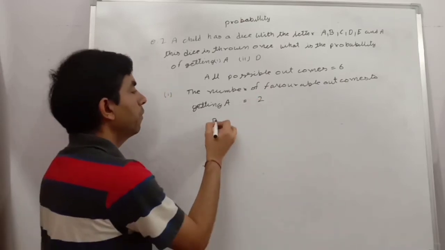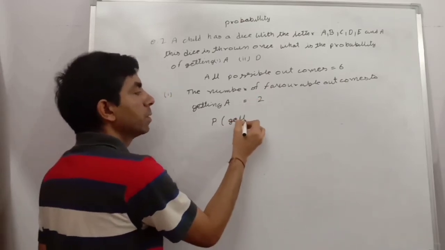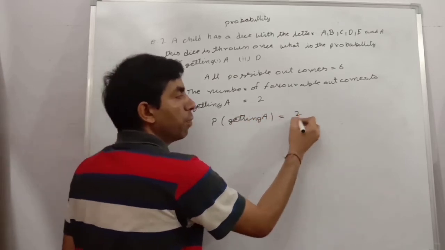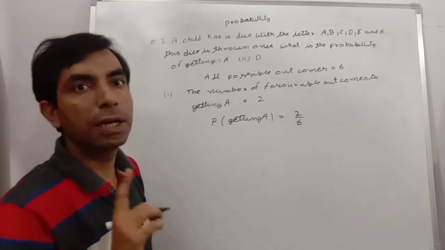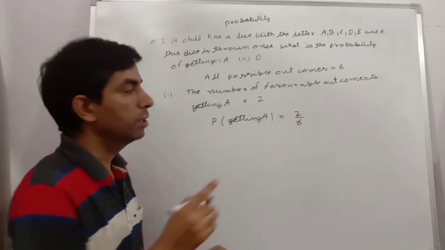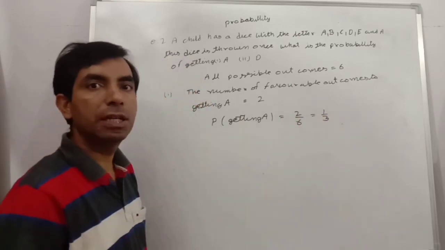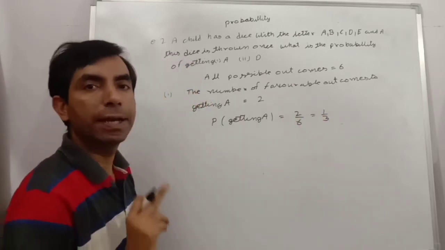So the probability of getting A is 2 upon 6. Here 2 and 6 are divisible by 2, then we get the answer 1 upon 3. By this method we can easily calculate the probability of A.